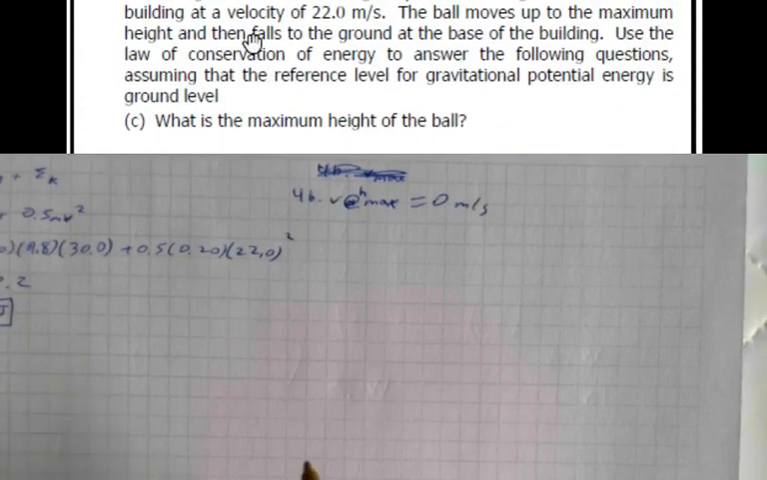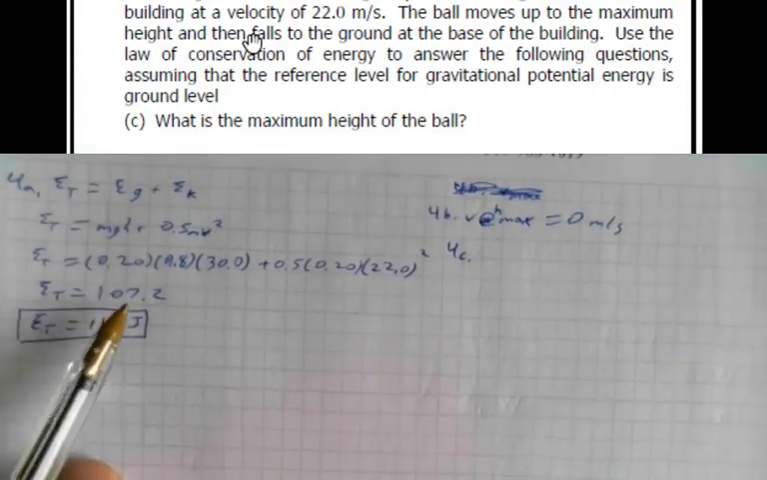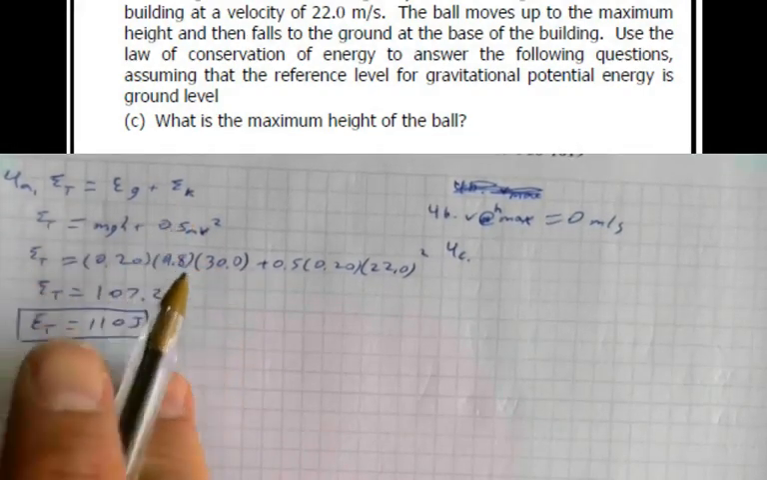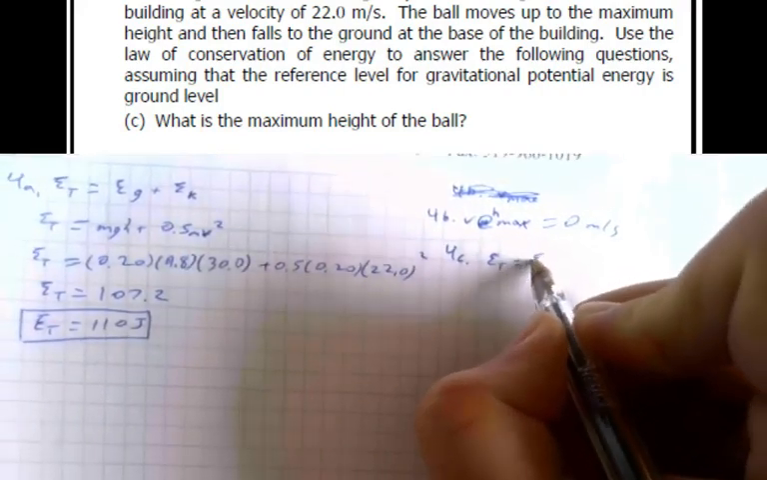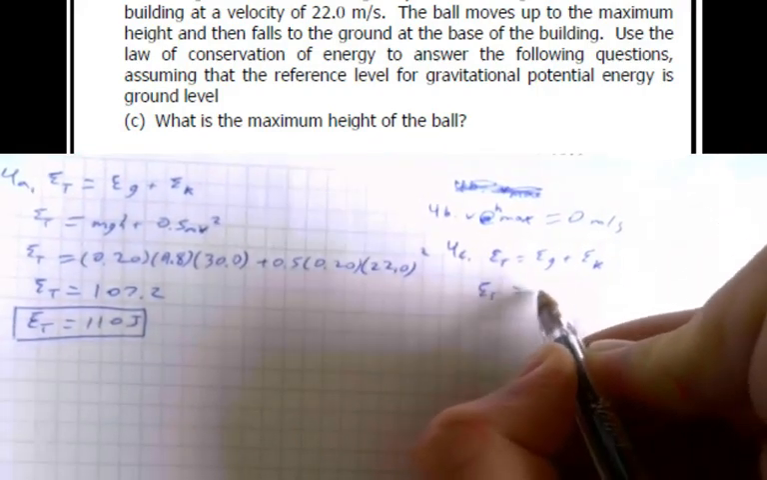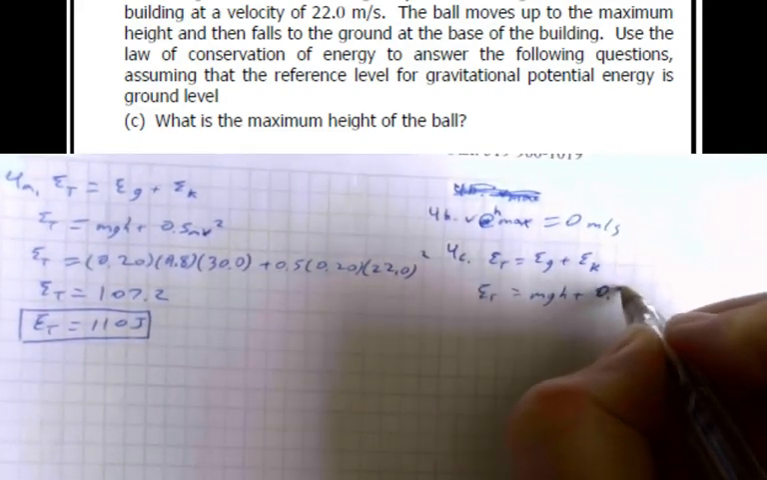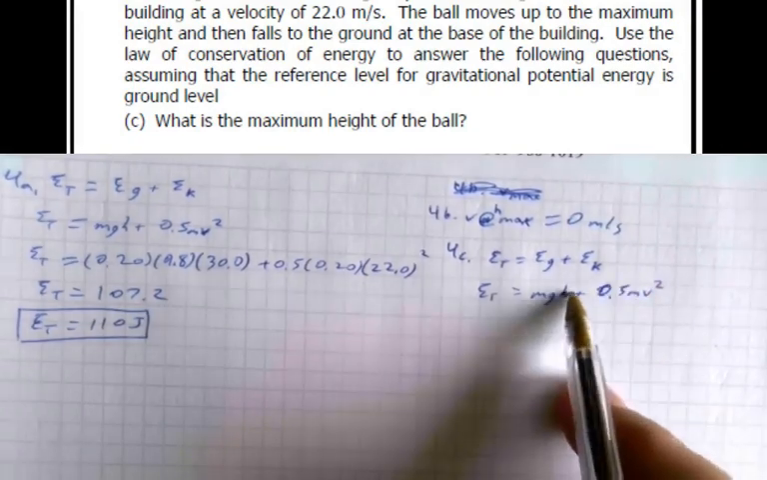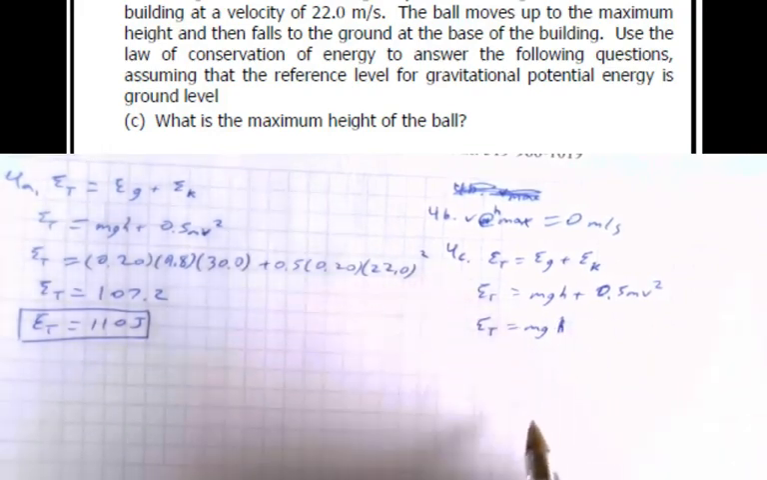So what is the maximum height of the ball? Well, in that case, we know the total energy. We've calculated that. What we need to calculate now is what is our maximum height? And we also know that our ET equals EG plus EK. So ET equals mgh plus 0.5 mv squared. Well, if my v is 0, then this whole term goes away, and I basically need to solve this equation for h.